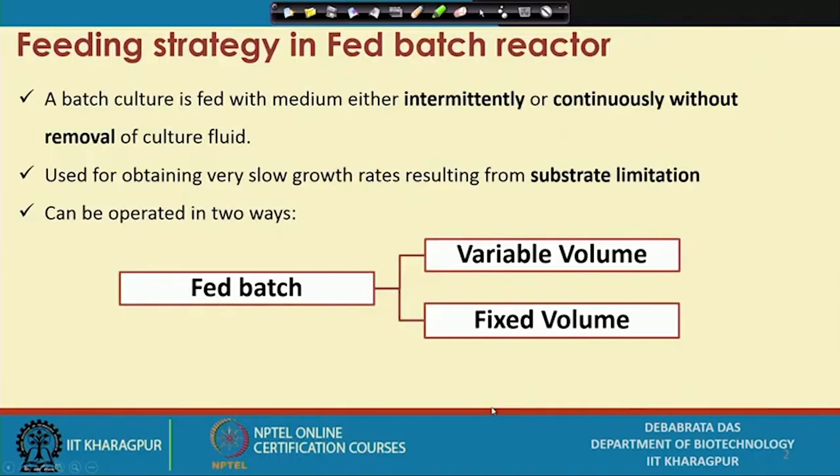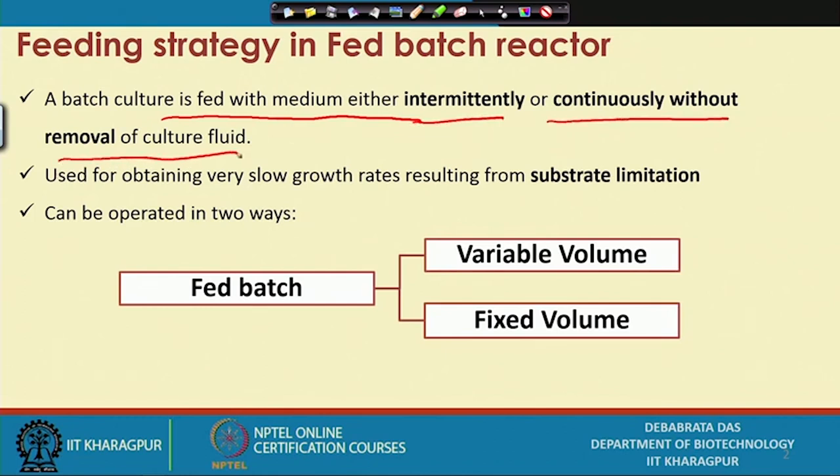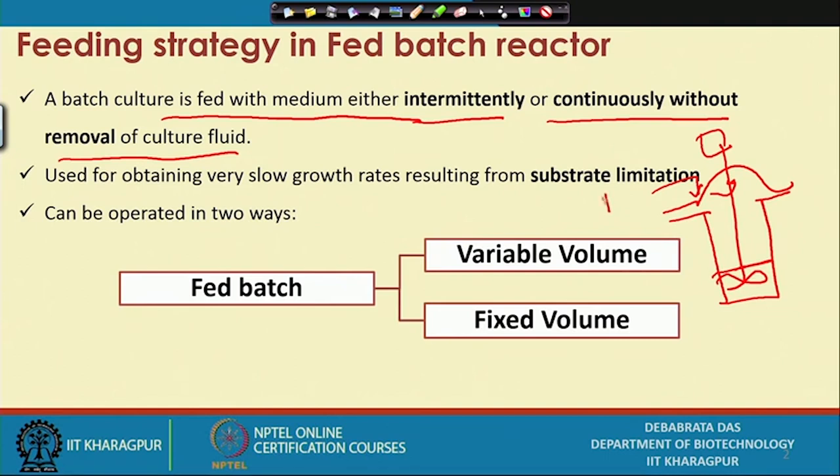Now first let me consider what we mean by fed batch process. Fed batch process means that the batch culture is fed the media either intermittently or continuously without removal of culture fluid. So what does it mean? Suppose this is a reactor. We start with a small volume, and there is an input. We may pass substrate at a particular flow rate, slowly, so the liquid height increases, and when it comes here, we stop the flow. Then let the reaction complete, then we take the liquid out. So this is the fed batch.